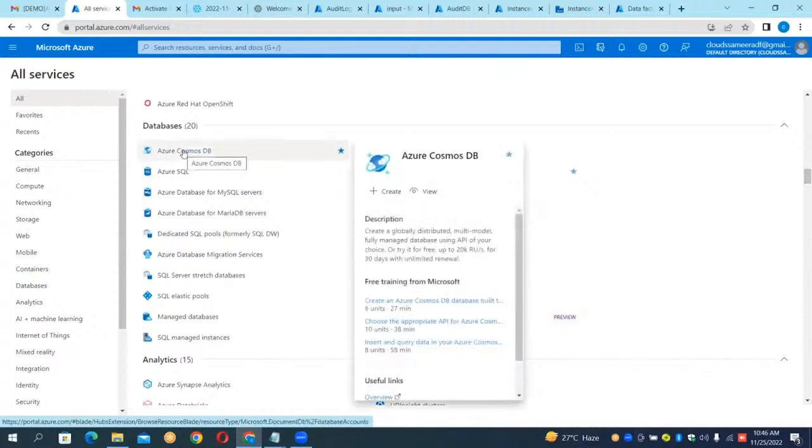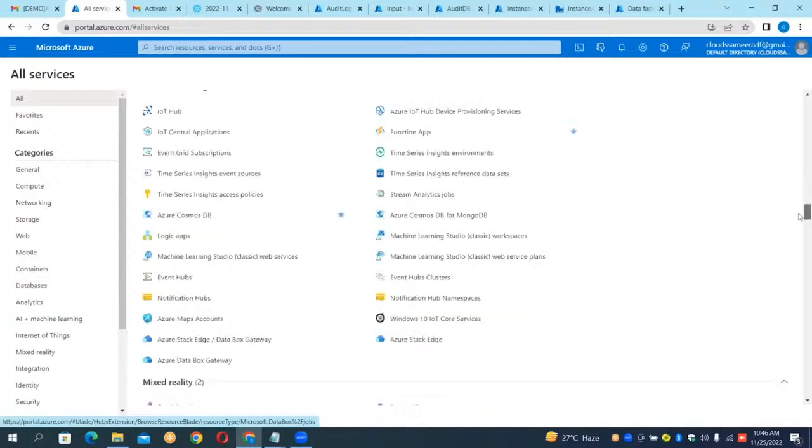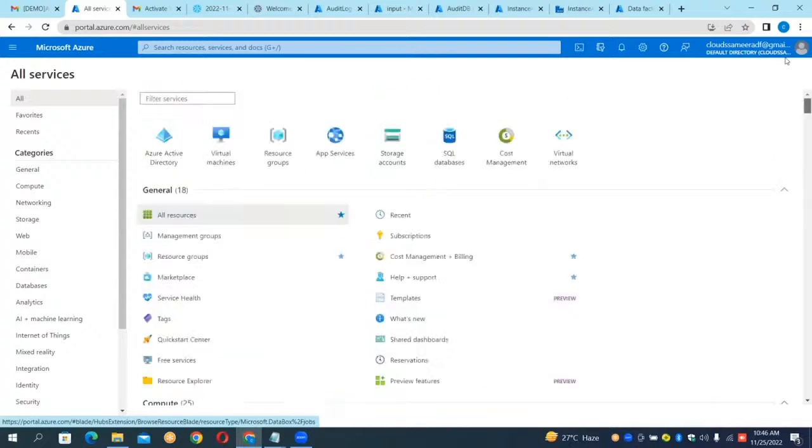Can you see databases, all of you? These are all the storages you can have. So in Azure, in total you have 90 plus storages.